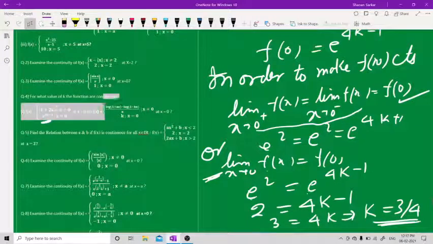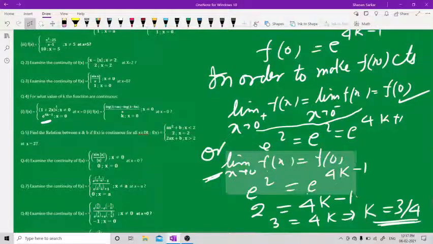Now this you do on your own. The second one, you do it on your own, similarly, exactly like this. Copy the steps, the method properly. Now they're asking me to find a relation between a and b so that this function is continuous. So I'll take the right hand limit and left hand limit. I have to use this concept now. Here I used this concept, and I also used this concept.